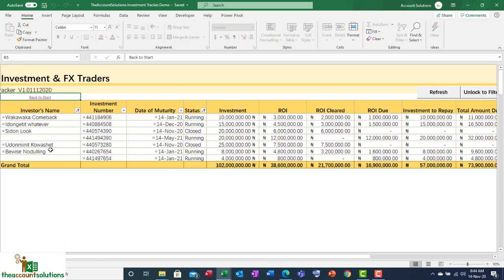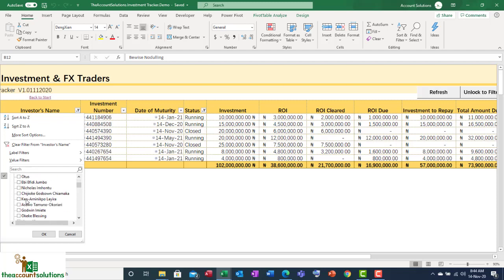Now if you see here, look at Be Wise No Darling. Let's just take unlock to filter. Let's just take only Be Wise. Let's take only Be Wise and just type Be Wise here.